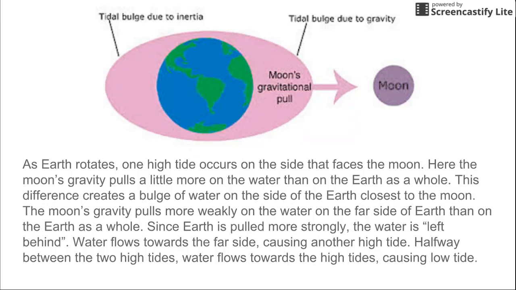Since Earth is actually pulled more strongly, the water is left behind. Water flows towards the far side, causing another high tide. Halfway between the 2 high tides, water flows towards the high tides, causing low tides. So you have this tidal bulge, and one side is due to inertia while the other is due to gravity. And you have this gravitational pull from the moon, which kind of makes the Earth a little more oblong because it pulls on that water.